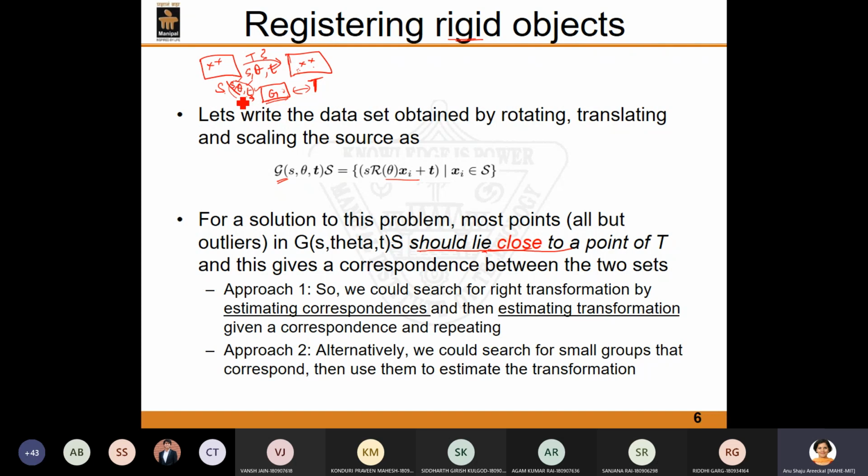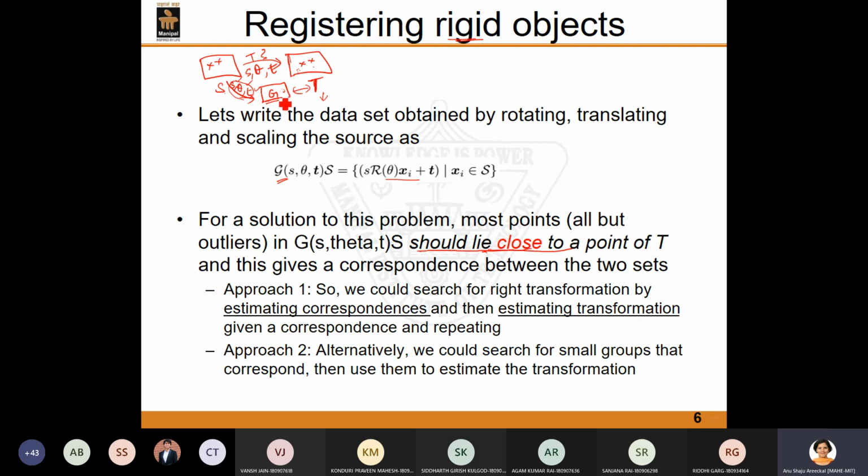So we try to keep changing this transformation iteratively in such a way that the difference, or the error, between G and T keeps reducing with each iteration, until it reaches the least minimum error which is possible. You keep iterating over S, theta and T, so that is one approach.